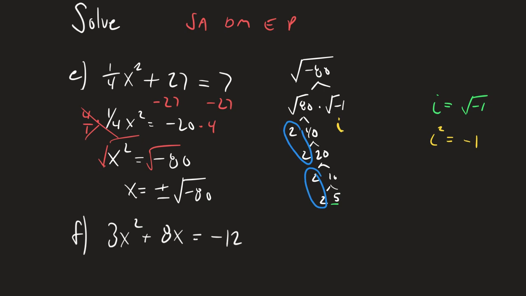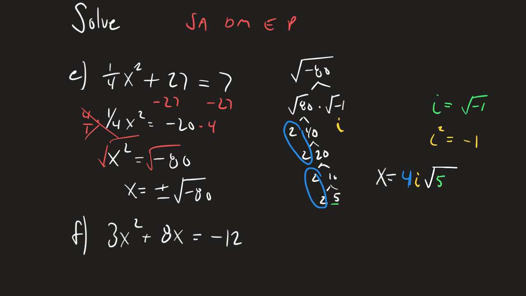So x is going to be equal to, so one pair of 2s gives me a 2 on the outside. Another pair of 2s gives me another 2 on the outside. So 2 and 2, so that's going to be 4. And then our i, and then our radical, and then our only 5.